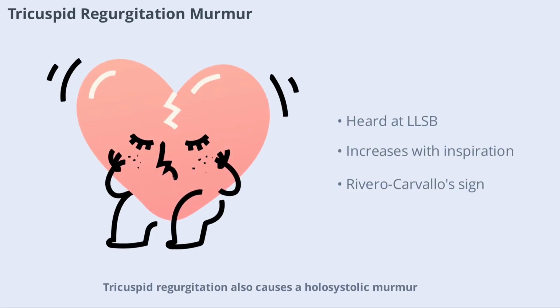Tricuspid regurgitation also causes a holosystolic murmur, typically heard at the left lower sternal border. The murmur increases with inspiration, a finding known as Rivero-Carvalho's sign. This helps distinguish tricuspid regurgitation from other causes of holosystolic murmurs.